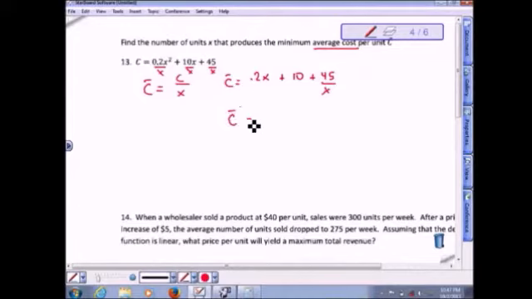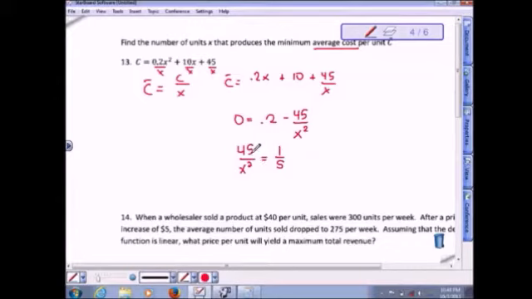If we take the derivative, we're going to get 0.2 minus 45 over x squared. If we set this equal to 0, I'm going to add this term to the left side. It becomes 45 over x squared equal to 0.2. I'm going to turn that into a fraction, it's 1/5, because 0.2 means 2/10, which is 1/5.